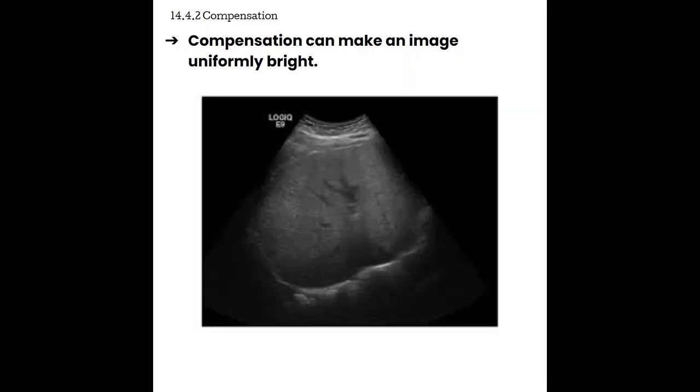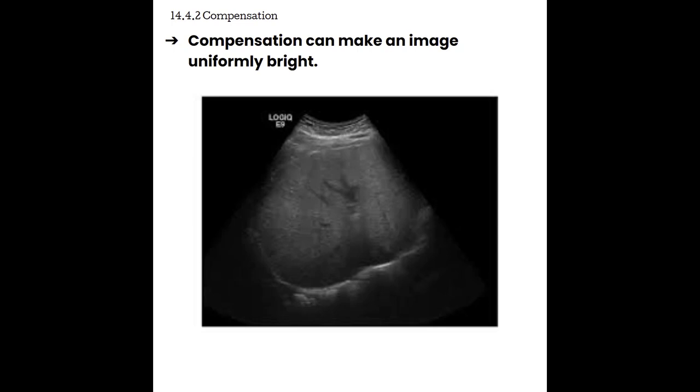So after amplification, our second function of the receiver is compensation. And compensation is special because it can make an image uniformly bright. Remember that as sound travels through the body, it is going to attenuate. And with attenuation, we get weaker echoes. Weaker echoes mean darker images. So compensation is going to allow the machine and the sonographer to account for attenuation.